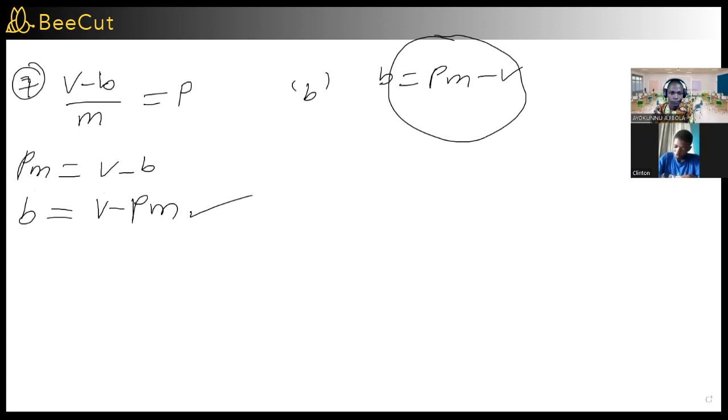For number 8, I have this one. To make A the subject in P equal to 6A plus BA. So let's see. P equals 6A plus BA. So make A the subject. Try this now.